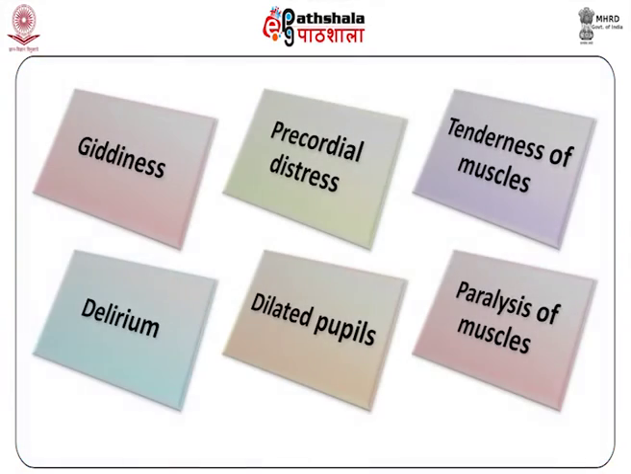They produce physical and psychological dependencies which depend on the drug. Narcotics produce mainly central nervous system symptoms such as giddiness, precordial distress, tenderness of muscles, delirium, dilated pupils and complete paralysis of muscles at times. Opium is one of the major narcotic substances from which various other powerful narcotic drugs are derived.